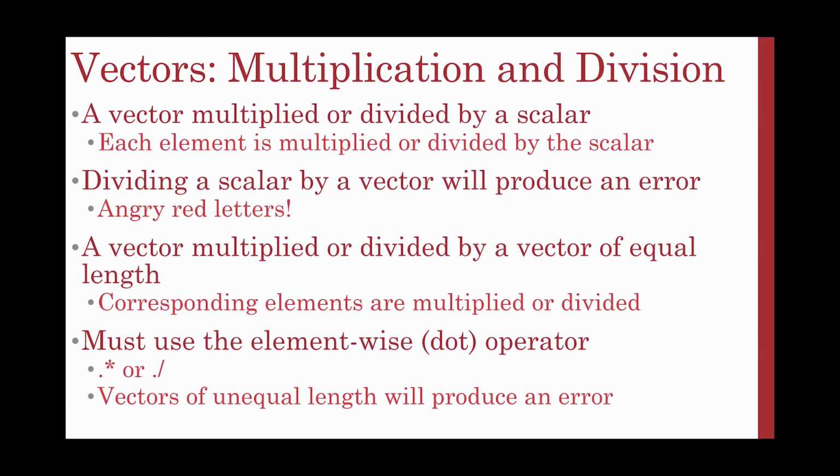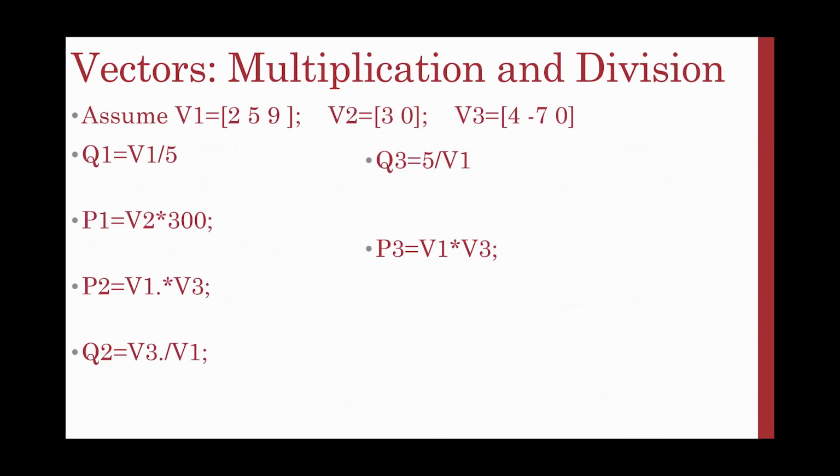If you try to use the element-wise dot operator and you have vectors of unequal length, you are going to produce an error. So if we look at some examples of vector multiplication and division, again, I have my three previously defined vectors. I wanted to define a variable q1 as v1 divided by 5. It's simply going to divide each element in v1 by 5. I have a variable that says p1 is equal to v2 times 300. It's going to multiply every quantity in v2 by 300.